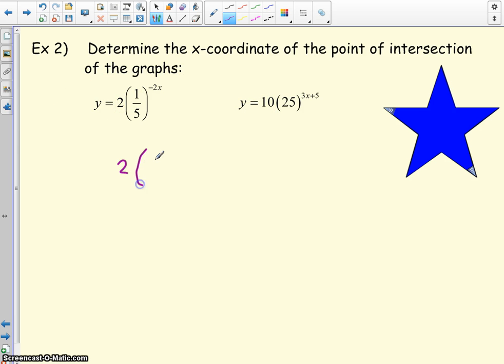So we have 2 times (1/5)^(-2x) equals 10 times 25^(3x+5). Okay, so what we actually have is an exponential equation. So remember, when we want to solve any exponential equation, our goal is to get both sides of the equation under a single power with the same base so we can equate the exponents. So I'll let you try that on your own first, and I'll run through the solution quickly when you're ready.